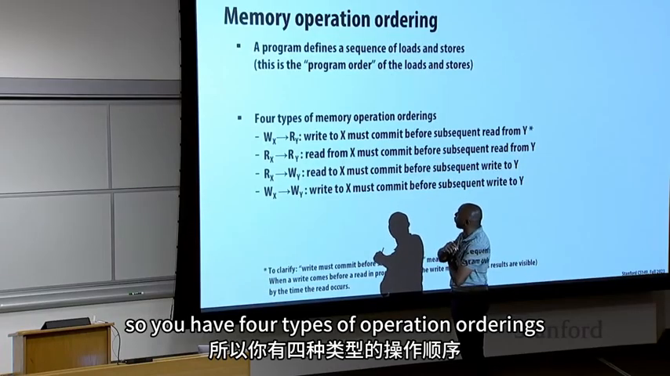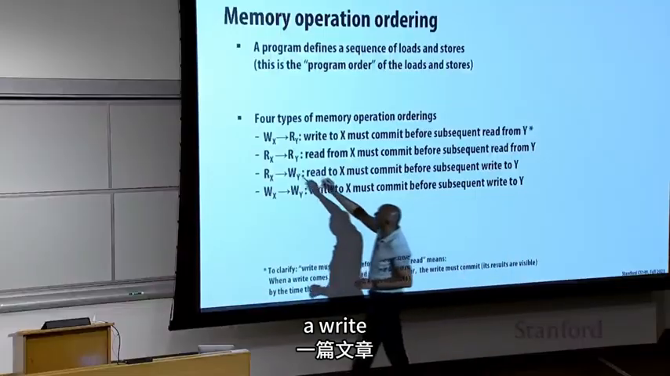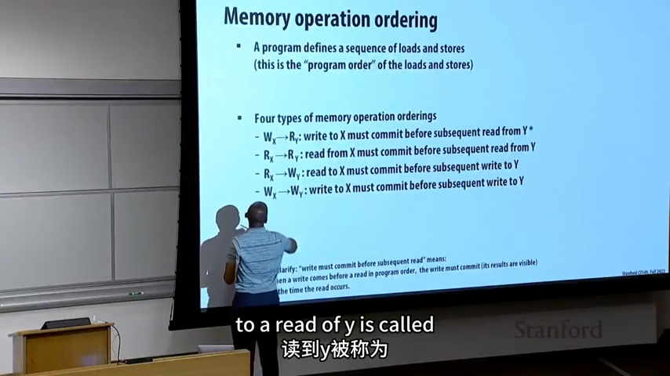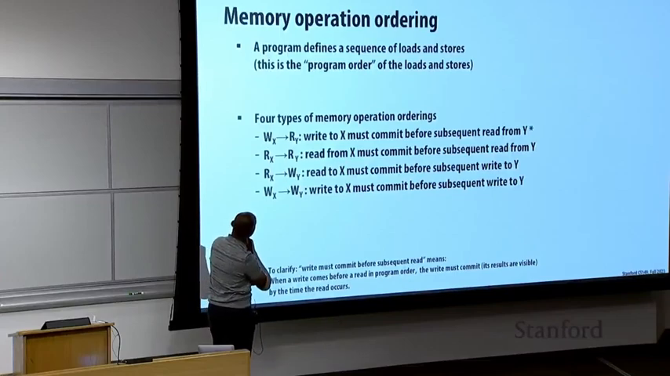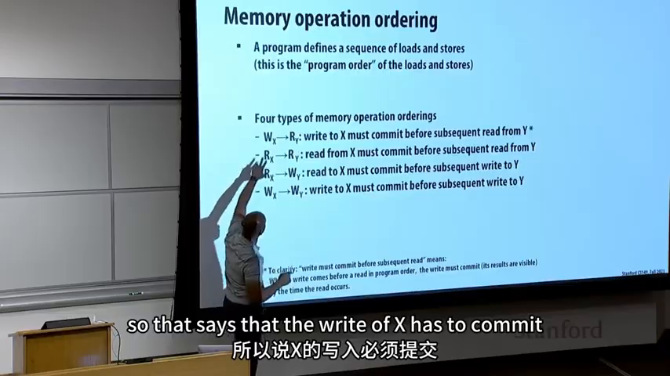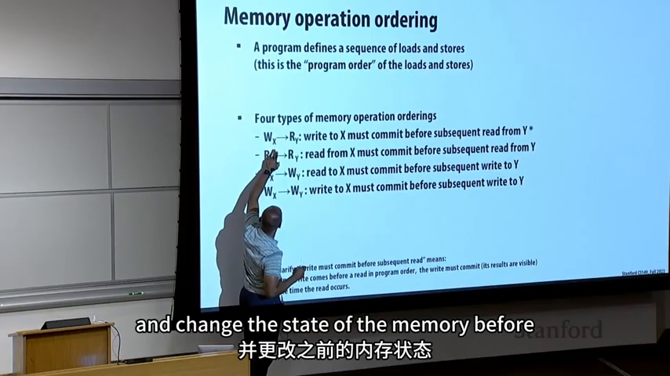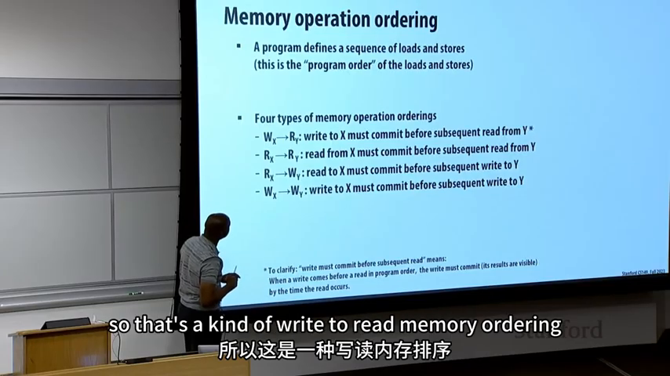So you have 4 types of operation orderings. A write of X to a read of Y is called write to read memory ordering. So that says that the write of X has to commit and change the state of the memory before the read of Y takes place. So that's a kind of write to read memory ordering.